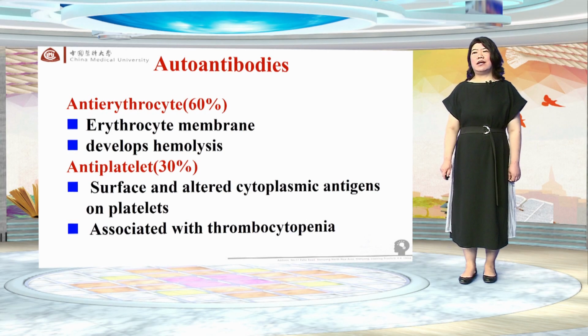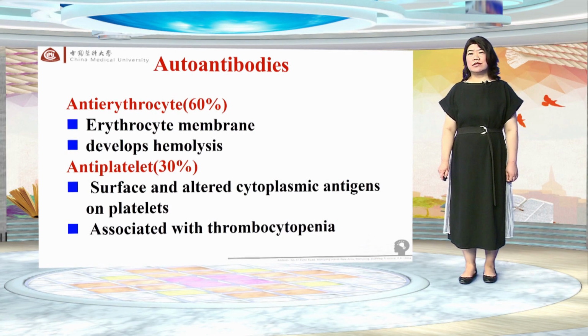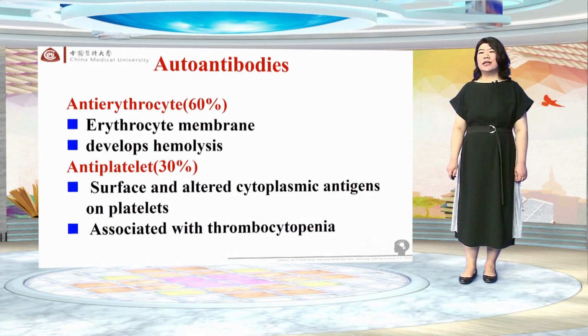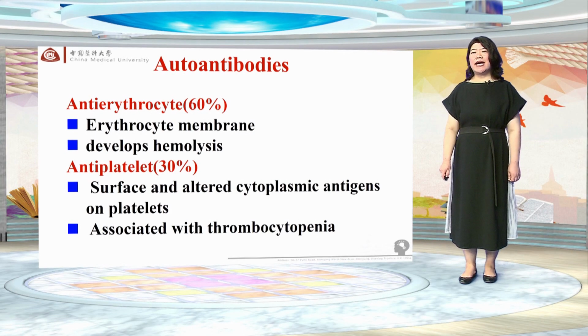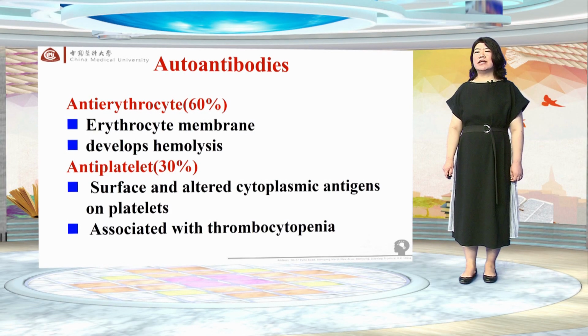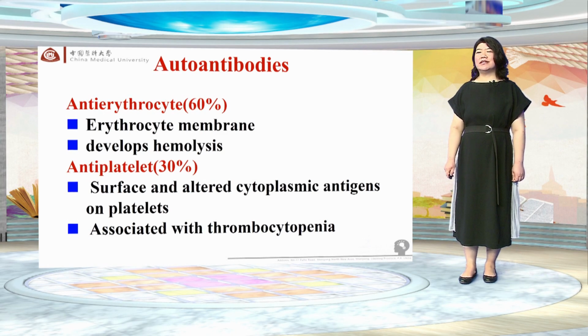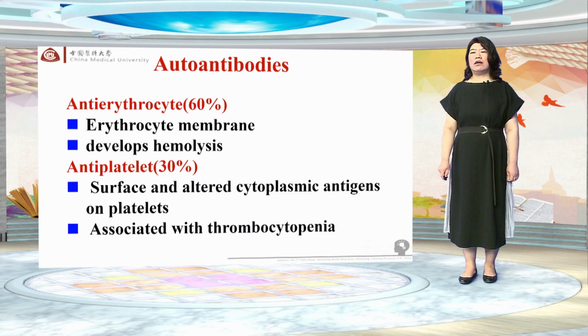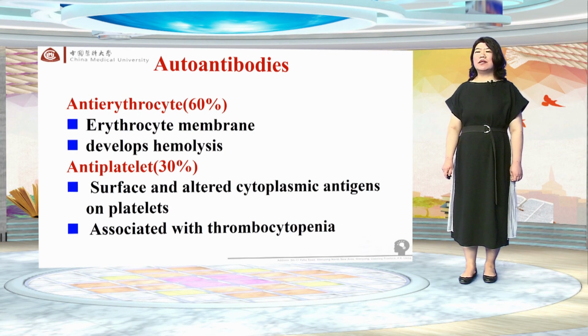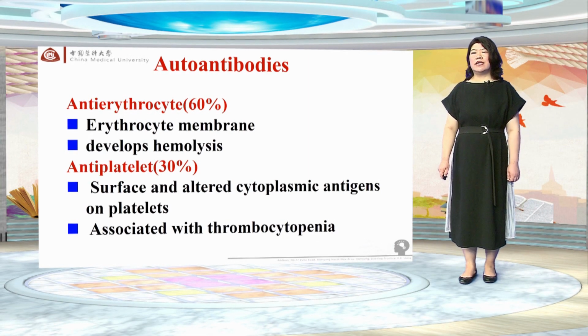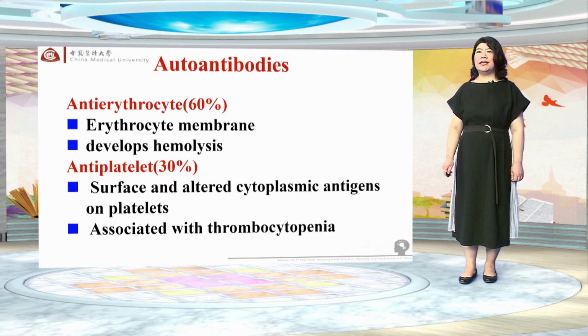Anti-erythrocyte antibody: nearly 60% of lupus patients can be anti-erythrocyte antibody positive. This antibody may attack the erythrocyte membrane and cause hemolysis. Antiplatelet antibodies may attack the surface or cytoplasmic antigens on platelets and can clinically induce a decreased platelet count. It is associated with thrombocytopenia.